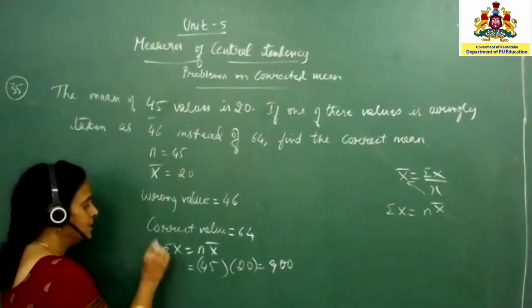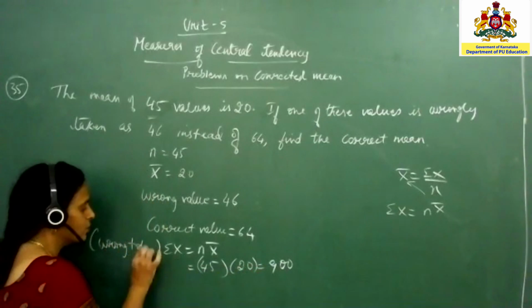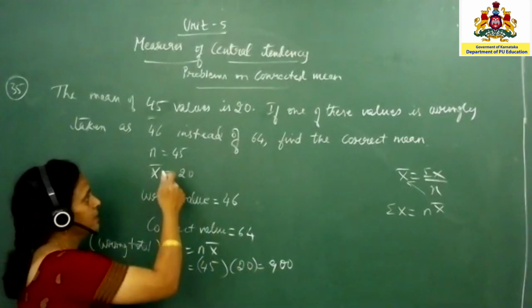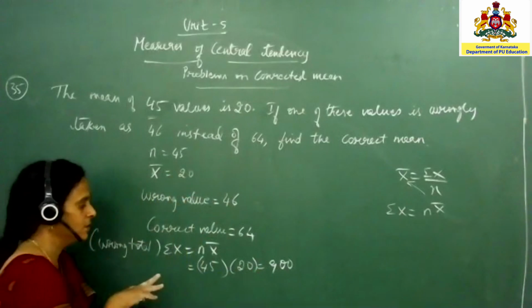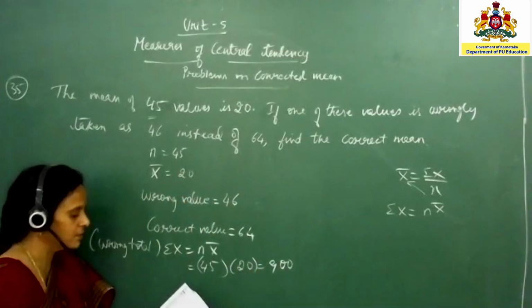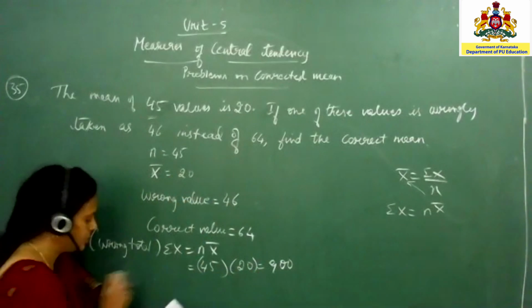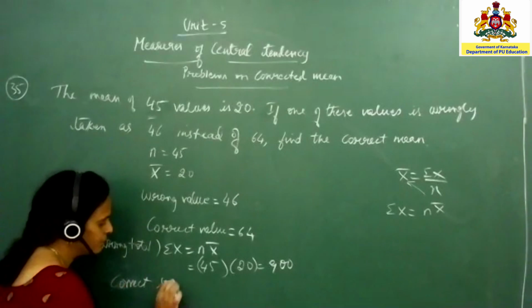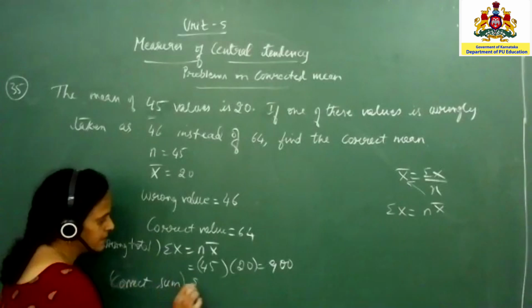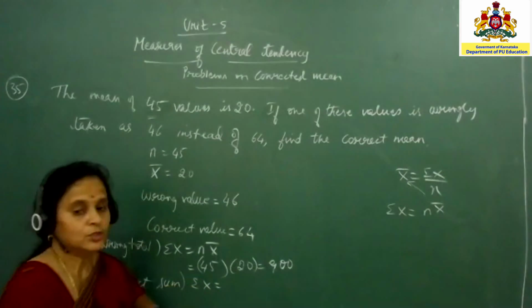Which total is this? This is the wrong total. Why do we call it a wrong total? Because this x bar is wrong, because we took one of the values wrongly according to the question. So I'm getting the wrong total. Now I have to get the right one. So the correct sum, correct total, anything you can write, is given by summation x equal to. So I'll go with this total.